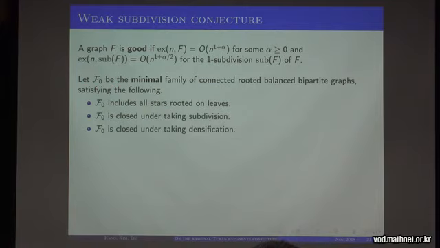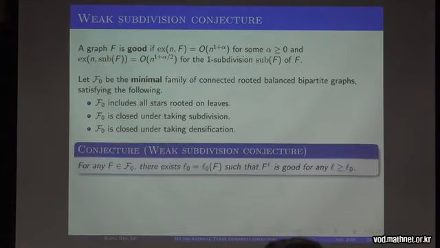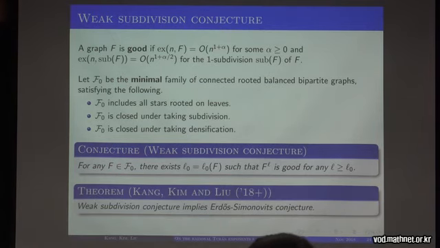So let's consider some family of connected rooted balanced bipartite graphs. F0 includes all stars rooted on leaves, and the family is closed under taking subdivision and the densification operation, and we may consider the minimal family that satisfies these three conditions. And the conjecture is that a large blow-up of graphs in this family is good.